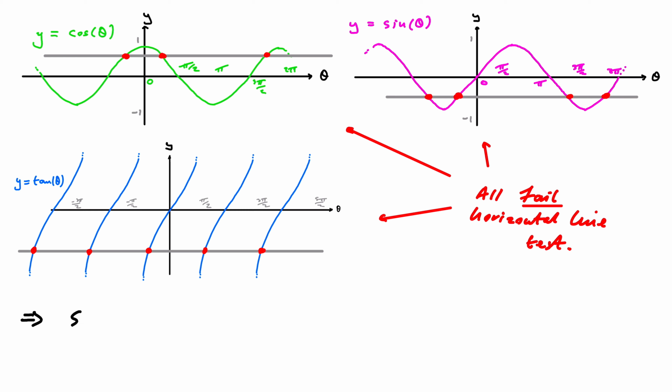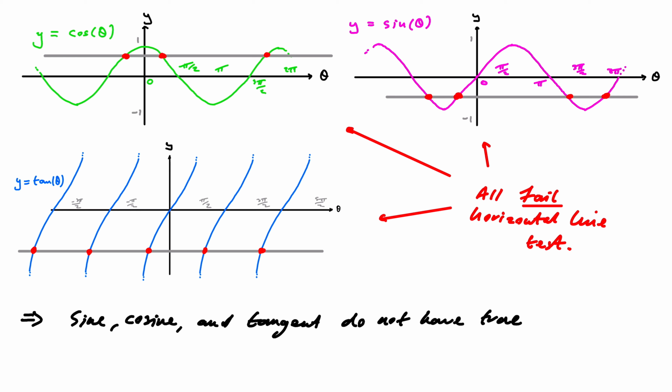So sine, cosine, and tangent do not have true inverse functions. When I say true, I mean thinking about them on their whole domain. So true inverse functions. A little bit like x squared doesn't have a true inverse function. Square root is kind of only a partial inverse once I restrict the domain of x squared. So they do not have true inverse functions.